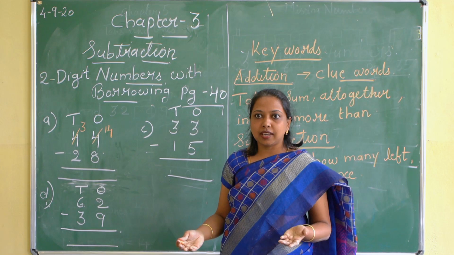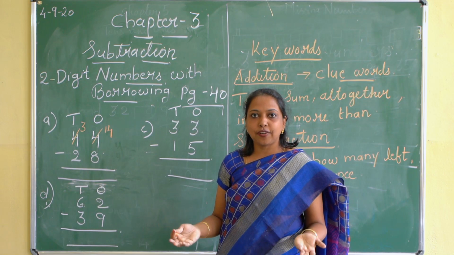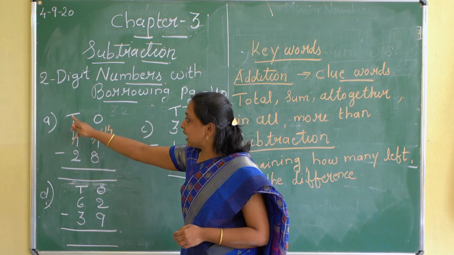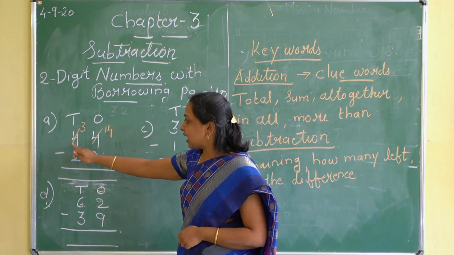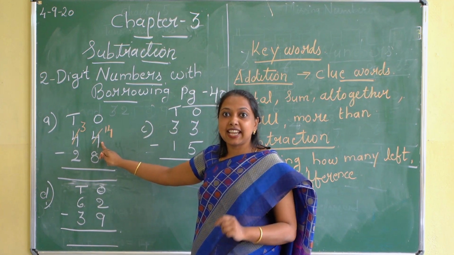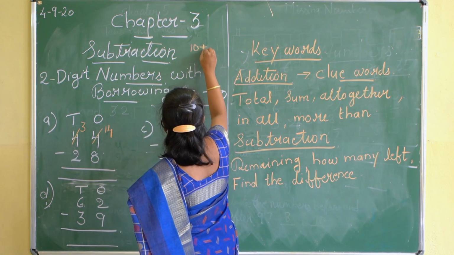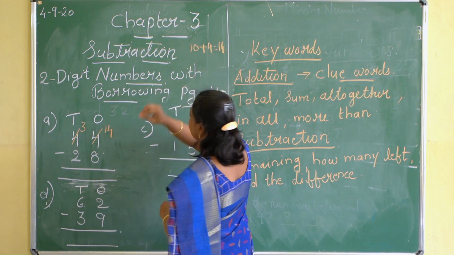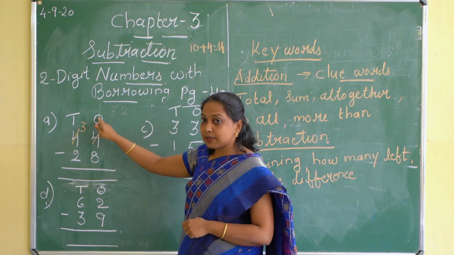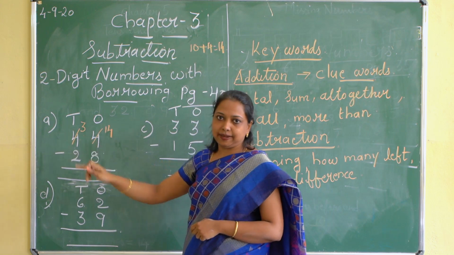Then you may be surprised how this 4 becomes 14. Why does it not become 5? Because this 4 is in the tens place. This 4 has given 1 to this 4. It is not 1, it is 1 ten. So 10 plus 4 is equal to 14. So the 4 in the ones place becomes 14 and the 4 in the tens place becomes 3.